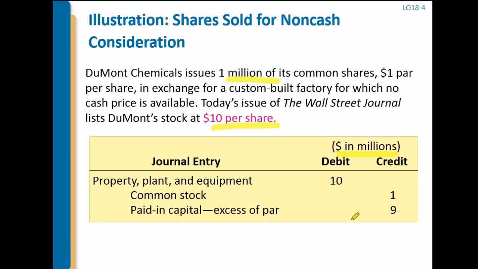So this is what we're going for. It's a million shares, so we're reporting this at $10 million. Common stock is going to be $1 million. Paid-in capital in excess of par is $9 million. And we're basing this on what we know, and what we know is $10 per share.